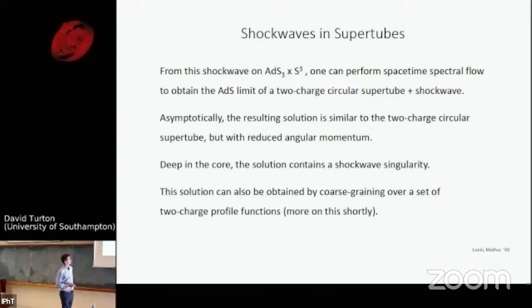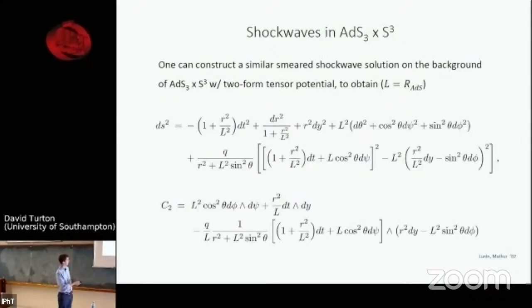Good, so what does the solution look like? Well, asymptotically, it's quite similar to the original two-charge maximally rotating circular supertube, but with reduced angular momentum. And that's not surprising because we started with the maximal angular momentum and we've deformed it. Deep in the core, of course, the solution differs from what was just global AdS3 times S3, such that locally we have exactly this kind of singularity we see here. So when these functions go to zero, when r is 0 and theta is pi by 2, this is our physical shockwave singularity.